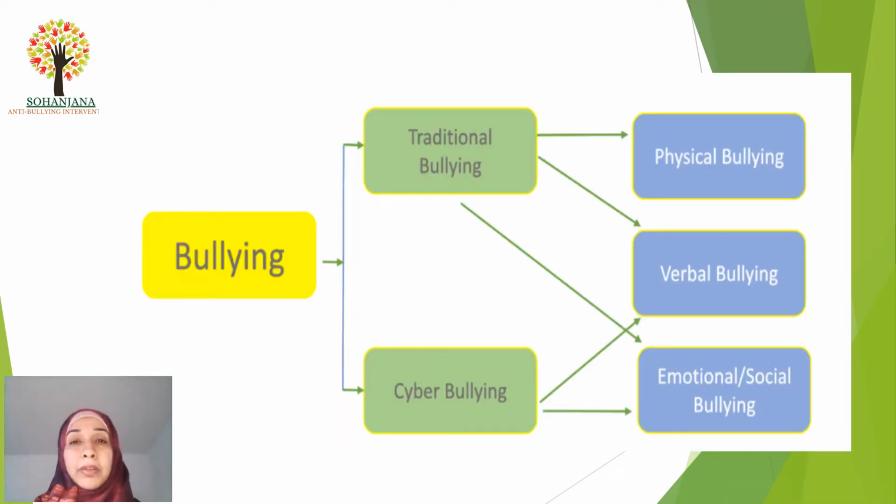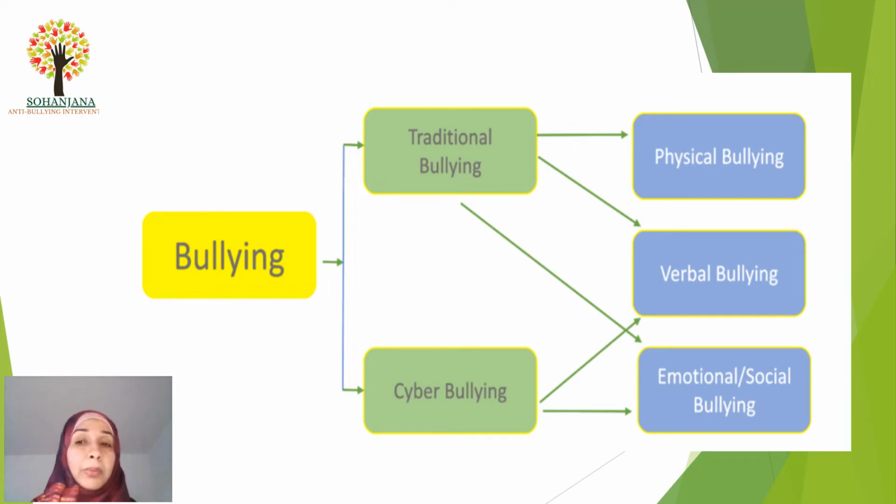Bullying is further classified into traditional bullying. Traditional bullying can take the form of physical bullying: hitting, kicking, tripping, or even destroying someone's property all fall under the category of physical bullying. Another traditional form of bullying is verbal bullying, which refers to the use of abusive language, mimicking someone unkindly, or using slang language. It all falls under the category of verbal bullying.